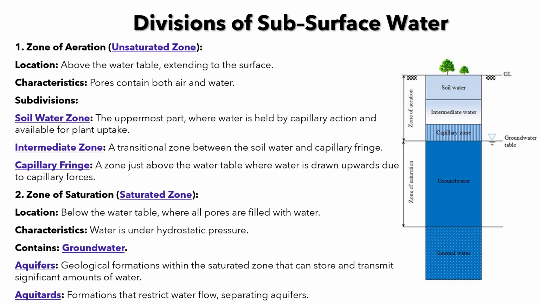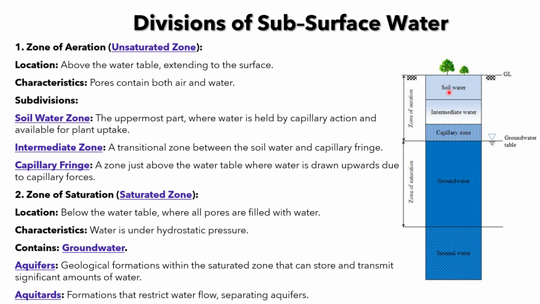So next we can see the subsurface water division. It is generally divided into two zones here: zone of aeration and zone of saturation. I'll start with the zone of aeration. This generally lies above the water table, and the pores contain both air and water. It has three subdivisions: soil water zone, intermediate zone, and capillarity fringe.